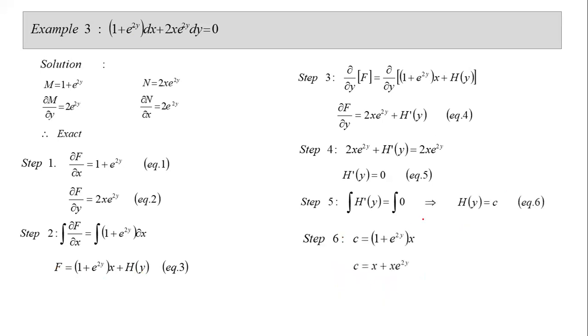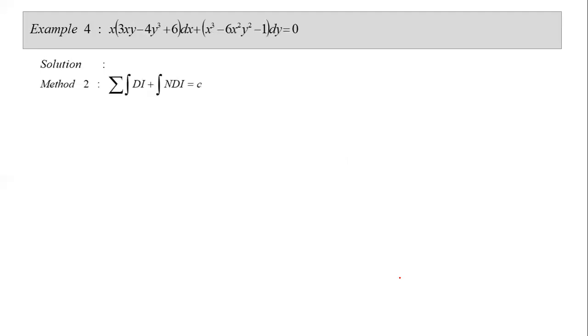Okay, or you can just introduce x to each term inside, and that will lead you to c equals x plus x e raised to 2y. Okay, if you want. Example number 4: you have x times the quantity 3xy minus 4y cubed plus 6 dx plus x cubed minus 6x squared y minus 1 dy. So let's verify whether this is an exact differential equation.